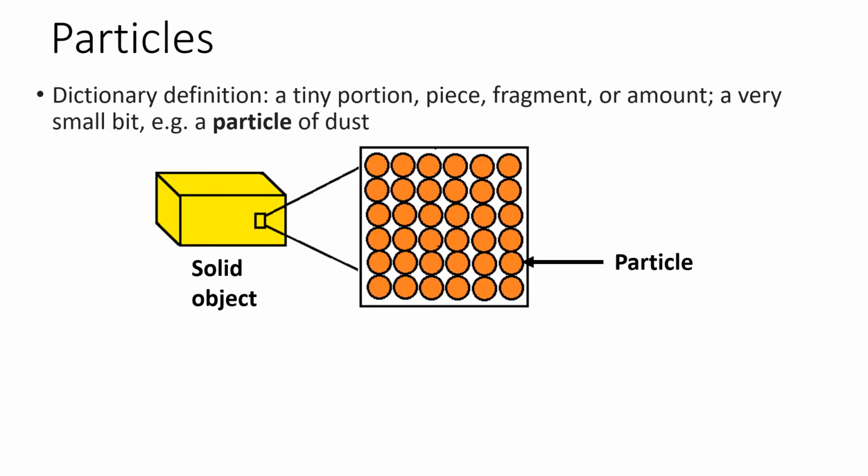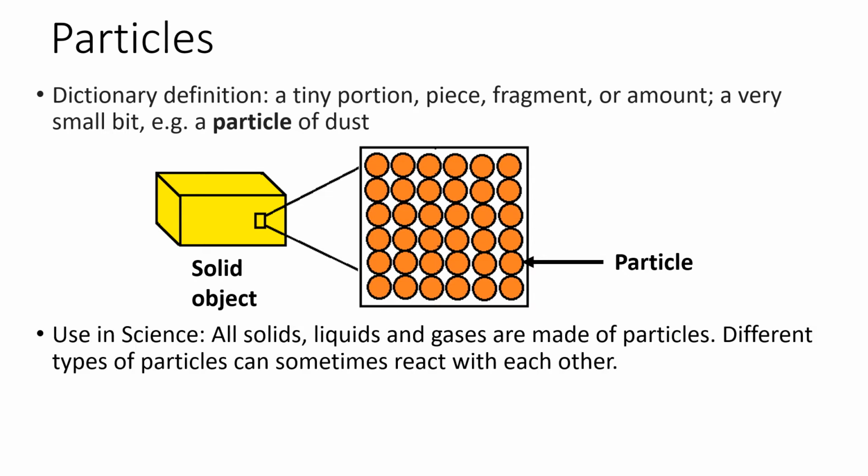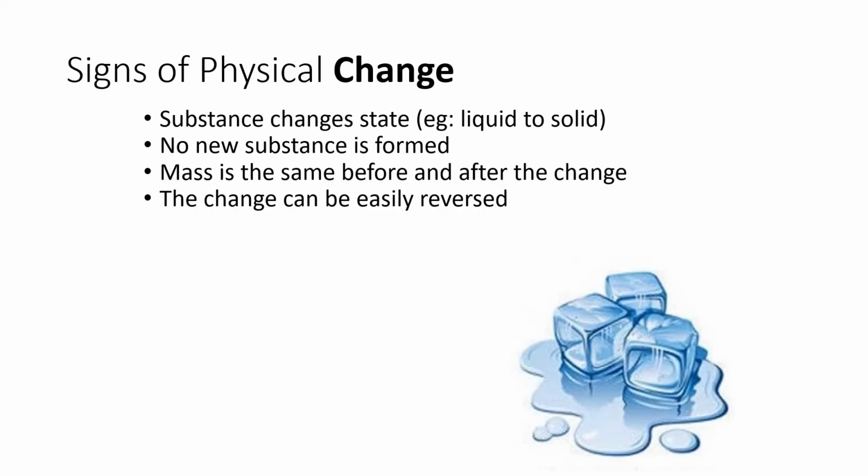So if we take a solid object like this, the particles are the things that make it up, and there are just loads of them. Solids, liquids, and gases are made of particles, and those different types of particles can react with each other in different ways. Those reactions are where our chemical changes come from.